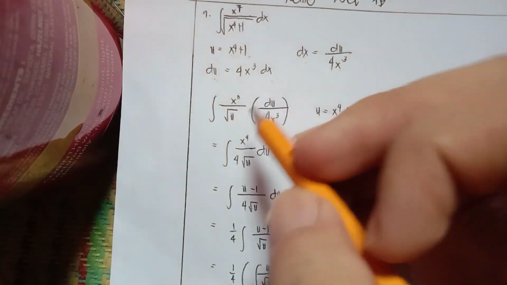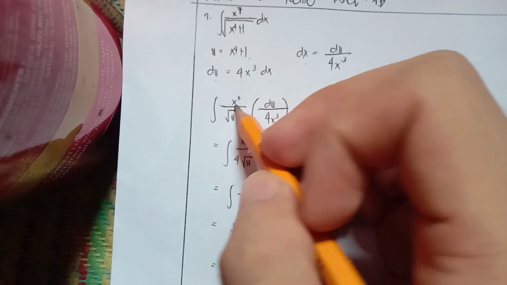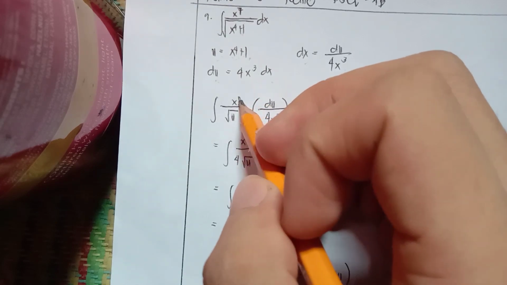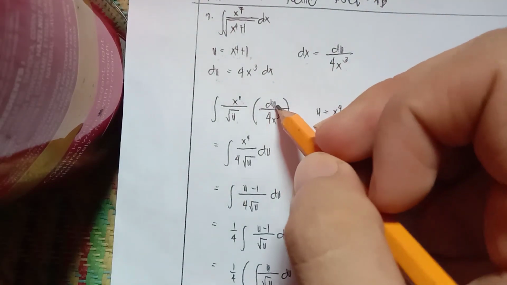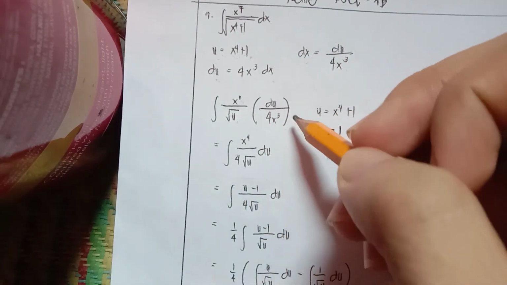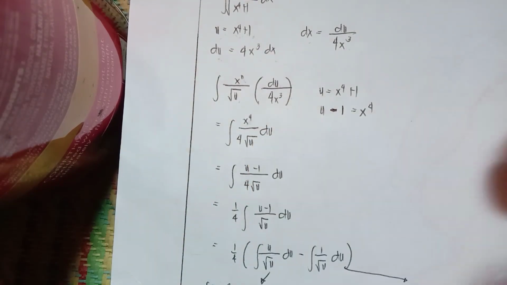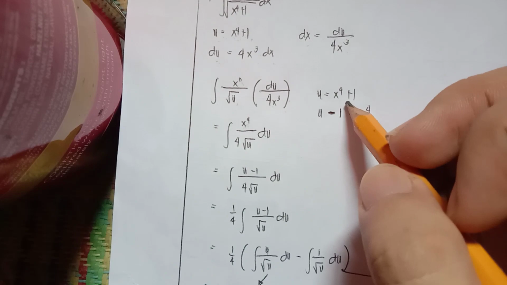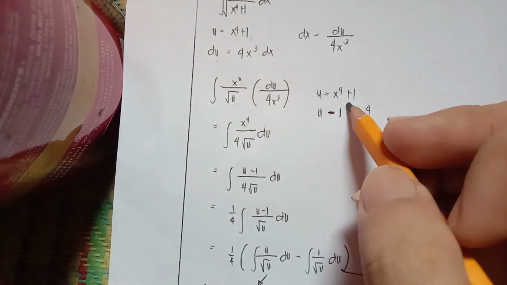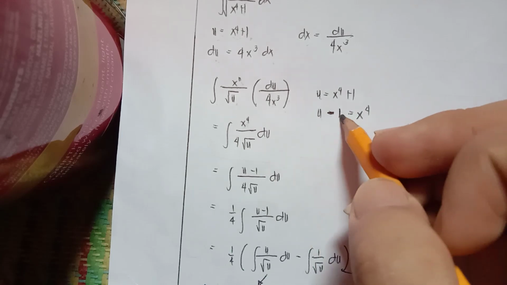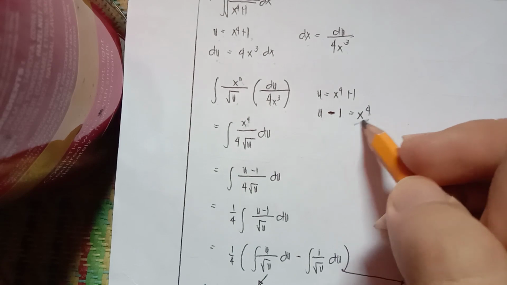So, lagay natin. Integral of x raised to 7 over the square root of u times yung du over 4x cubed natin. So, kunin natin yung value ng x to the fourth power natin. So, yung u natin, x raised to the fourth plus 1. Then, lipat natin, u minus 1 is equals to x to the fourth power. So, meron tayong value ng x to the fourth.